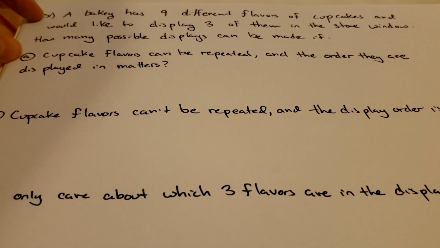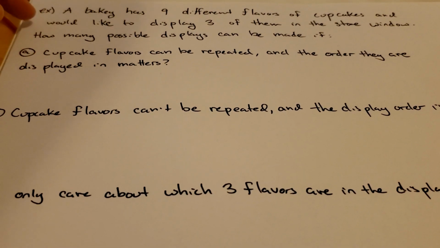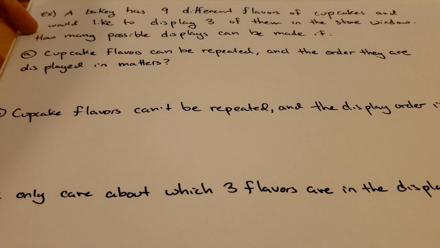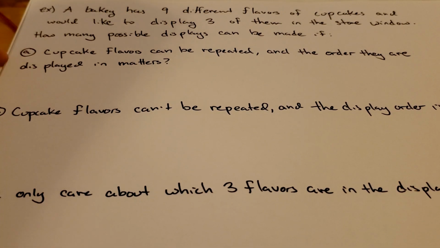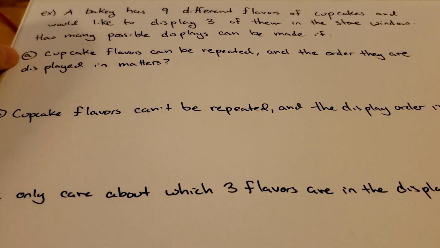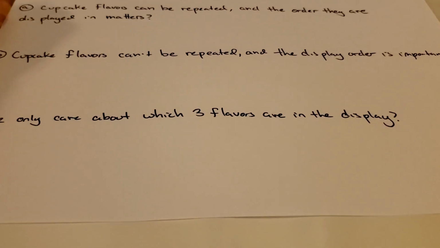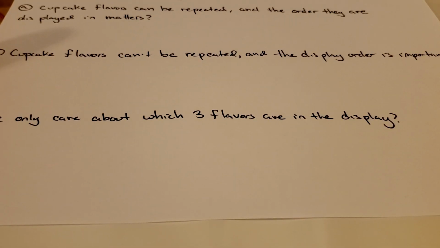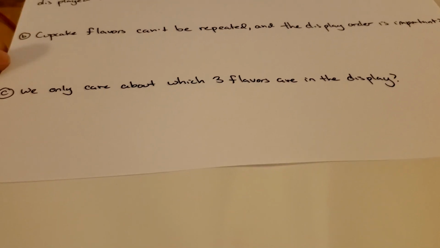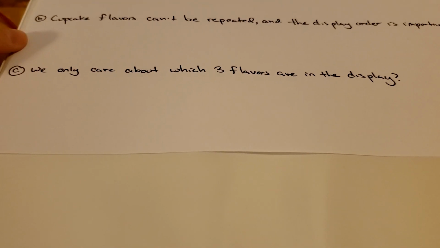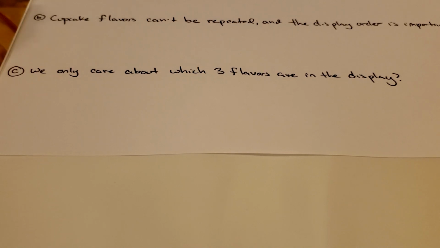Here we're told a bakery has 9 different flavors of cupcakes and would like to display 3 of them in the store window. How many possible displays can be made if Part A: cupcake flavors can be repeated and the order they are displayed in matters? B is saying cupcake flavors can't be repeated and their display order is important. C is saying we only care about which 3 flavors are in the display, meaning we don't care about the order.